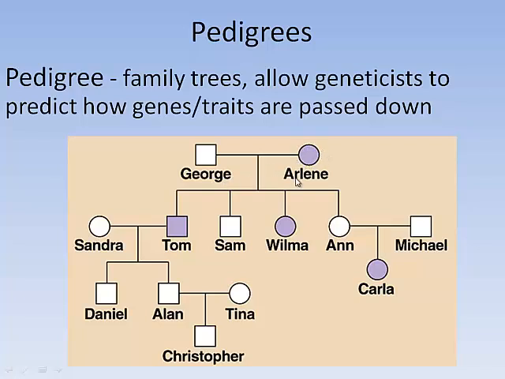So George married Arlene. They had 4 children. They had Tom, Sam, Wilma, and Ann. Ann married Michael, and they had Carla. Tom married Sandra, and they had Daniel and Alan, and Alan married Tina, and Tina and Alan had Christopher. So this indicates a marriage. This indicates children.